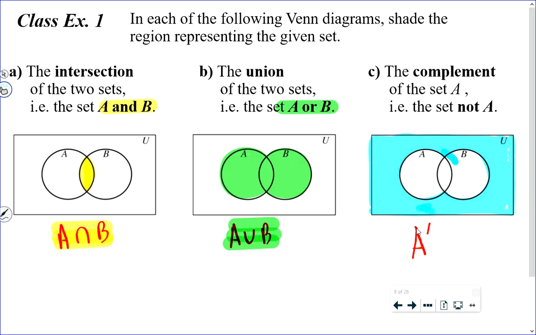So, whoops, I got to shade in this too, because it's not A. I'm shading in everything except for A. So that is not A.